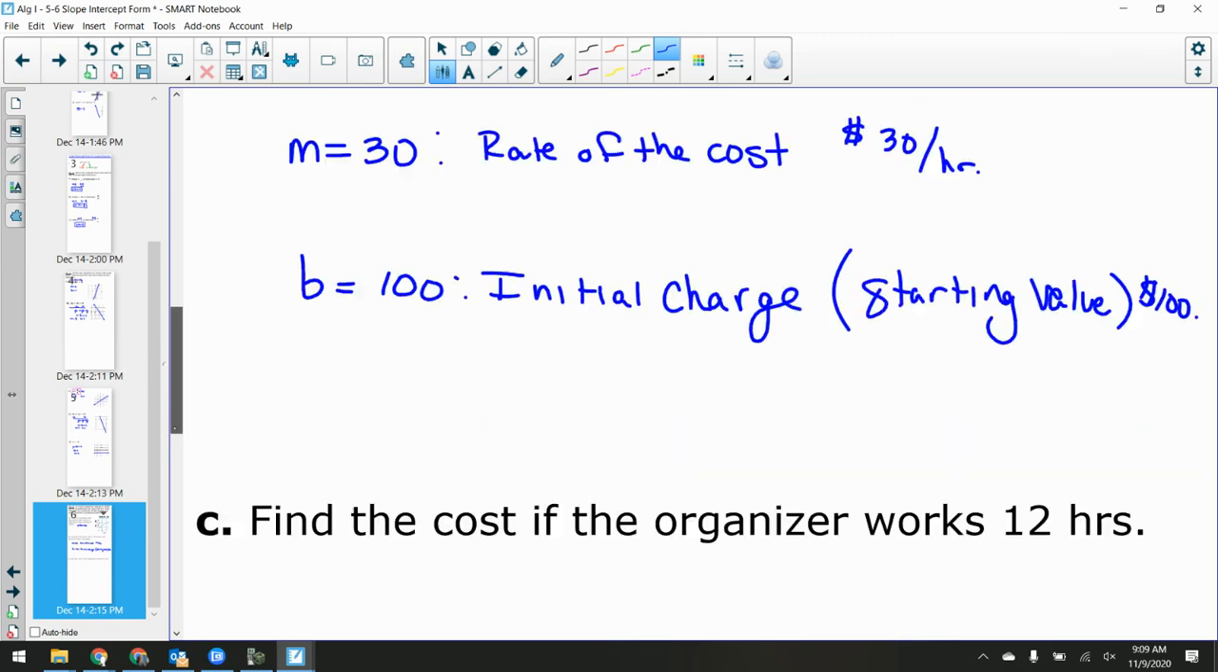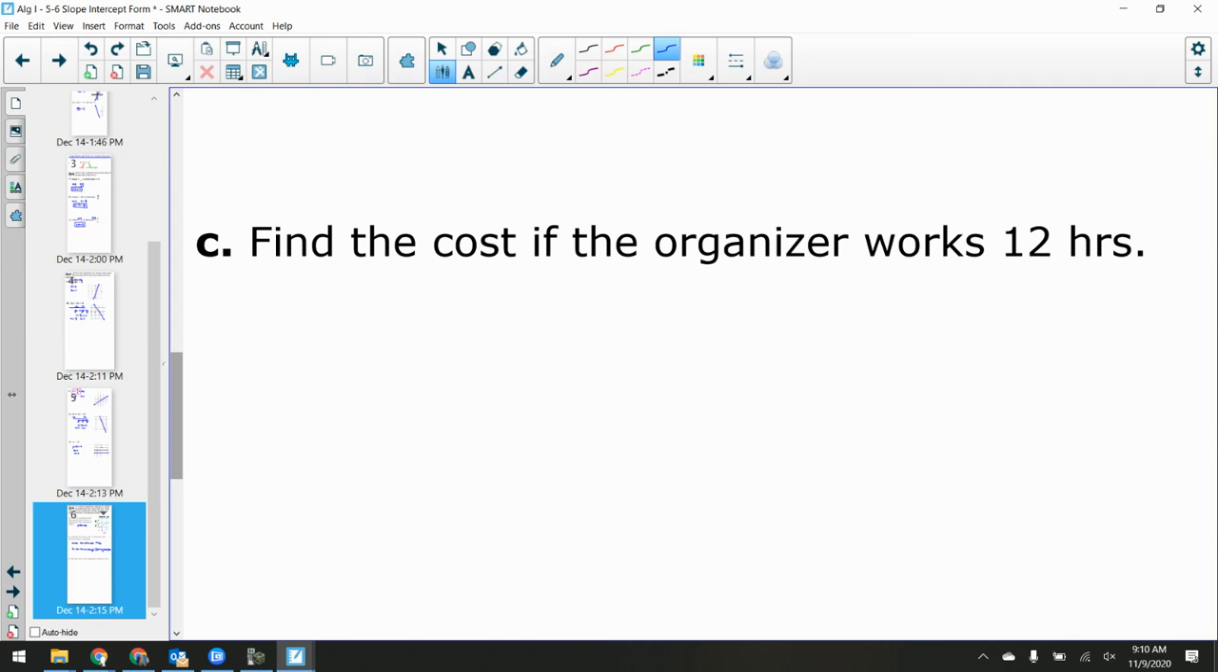Okay. And then our last question here says, find the cost if the organizer works 12 hours. What do I do? What do I do, Daryl? Good. What do I get? Oh, sorry, I thought you already had it. Rosalie, help me out. 460. Is that right? Y is equal to 30x.